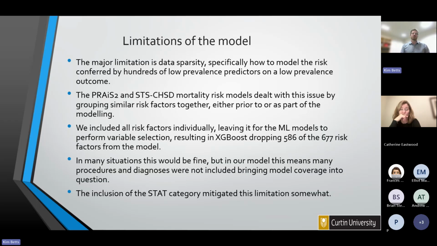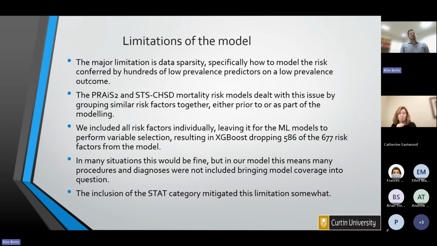So in many situations, this would be fine because those risk factors just empirically aren't related to the outcome and not useful. But in our model, this means that many procedures and diagnoses were not included in the model, which brings coverage into question. So the model is supposed to predict the risk of mortality for all the patients, but how can it if we have a patient whose procedures and diagnoses are not even included in the model? How can we really say that model relates to them? It might include other risk factors like age and weight and so on, but we're not sure of coverage.